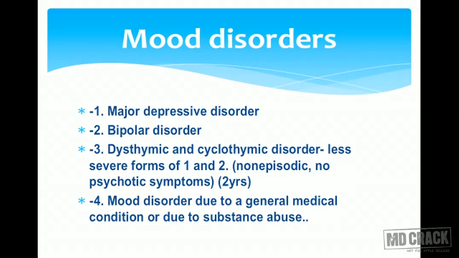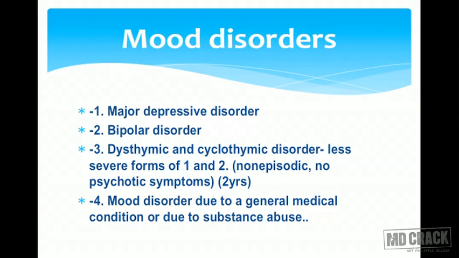Number one is major depressive disorder, what we used to call in the olden days endogenous depression. So we call it major depressive disorder. The second one is bipolar disorder. If you remember, in the olden days this used to be called manic depressive psychosis or MDP, but now we call it bipolar disorder.